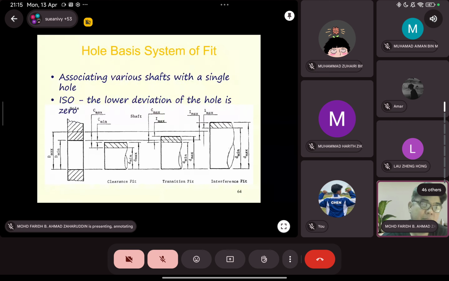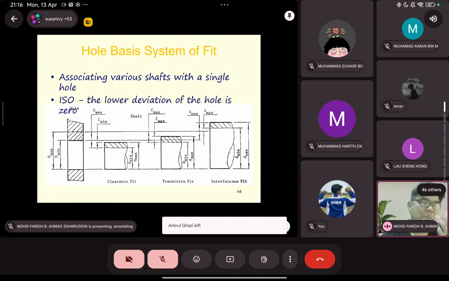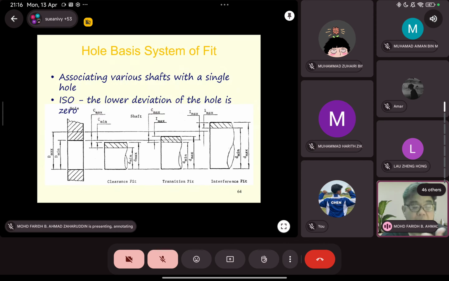It's 30. 30 plus 0.120 means the maximum size is 30.125, something like that. But the norm size, basic size is 30. So that means the minimum size has been fixed. Normally we will follow the hole basic system. That is why you see here that the size of the hole has been fixed, but the size of the shaft varies.